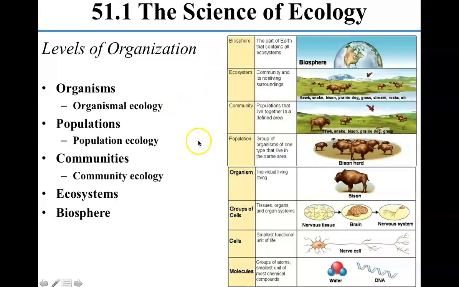If someone is going to study organisms in the context of ecology, they're going to practice organismal ecology. If they're going to study populations, they're going to study population ecology. If they're going to study communities, then they're going to study community ecology.